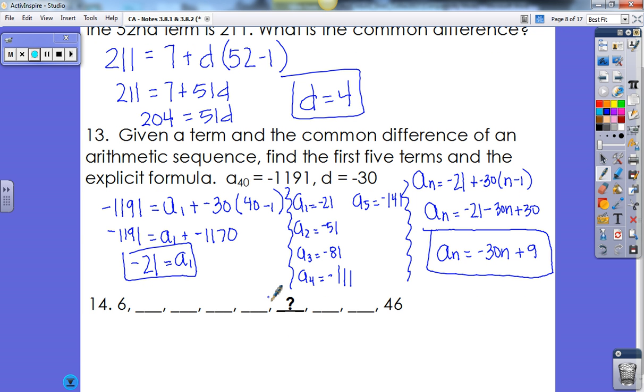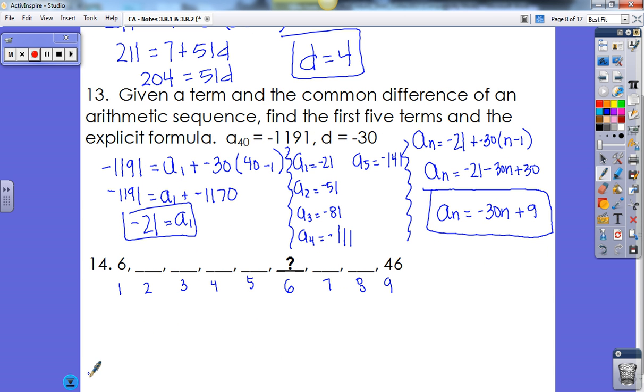Alright, here it asks me to find this specific term. So let's look. This is the first, the second, the third, the fourth, the fifth, the 6th term. They're looking for the 6th term. And they give me the first and the 9th term. So let's find our common difference, and then we can figure out what this term is.